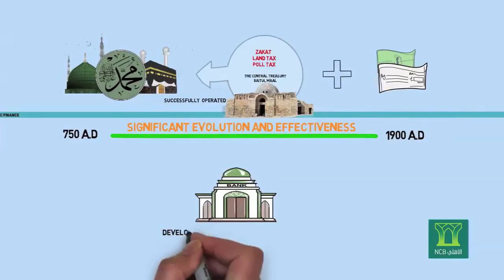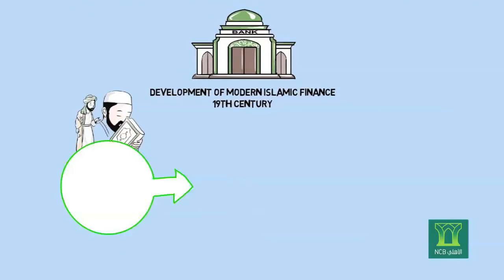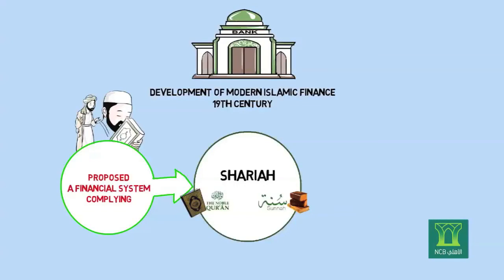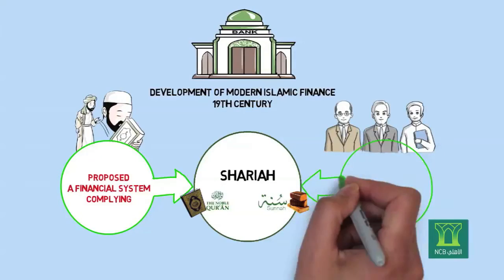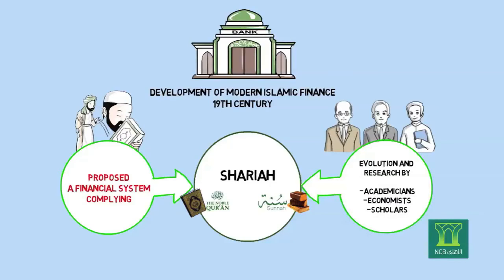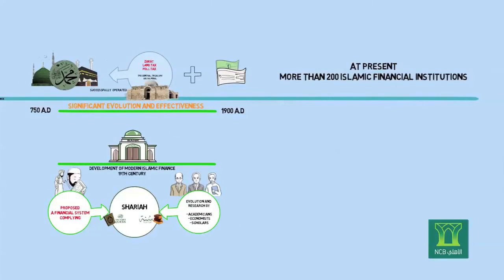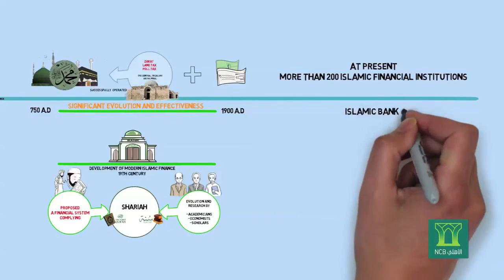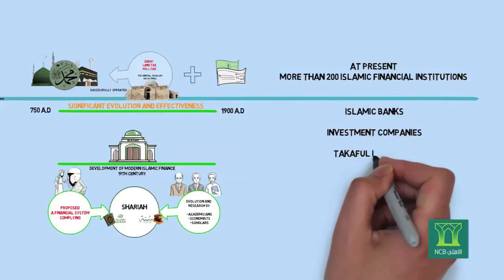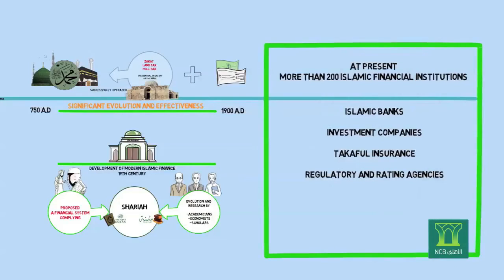However, the modern development of Islamic finance began in the 19th century when Muslim scholars called for a financial system within the Sharia norms. Various theories and theoretical models were proposed by the Islamic economists, academicians, and Sharia scholars, which further resulted in the emergence of Islamic banking and financial institutions. At present, there are more than 200 Islamic financial institutions that include Islamic banks, investment companies, takaful insurance, and regulatory and rating agencies, which operate throughout the globe.